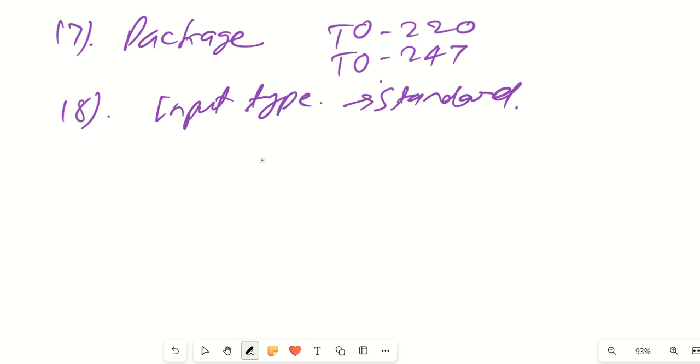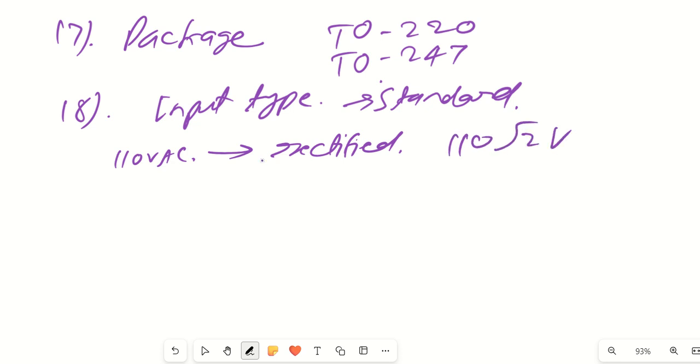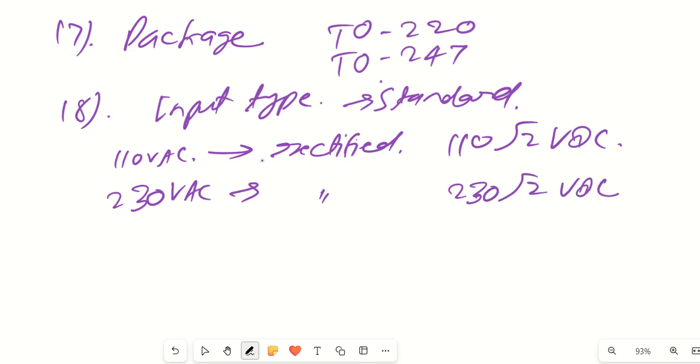It has to be, let us say, a standard type. A standard type basically is of two types. One is 110 volt AC, which will get rectified to give you 110 root 2 volt DC. Similar to that we have 230 volt AC, that is utilized in India. So you will be getting 230 root 2 volt DC. So this is how standard type inputs can be utilized.